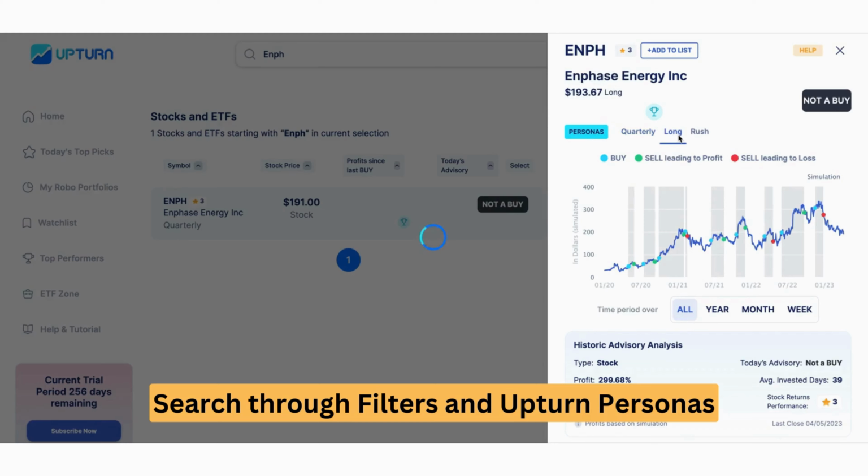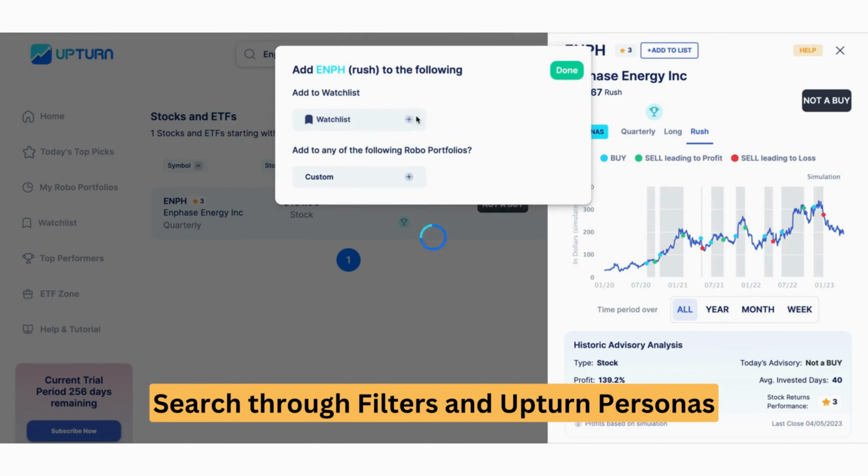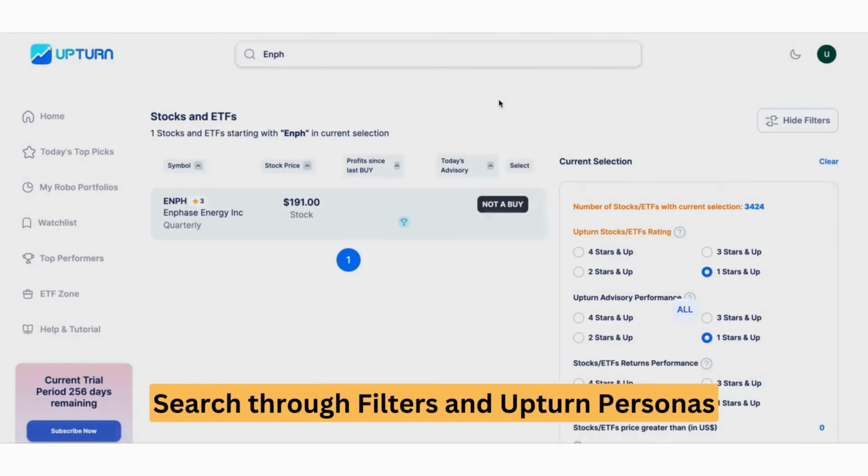Upturn uses the quarterly persona as default. Users can click on the stock and choose a different persona by clicking on the persona choices. This will enable them to get an Upturn advisory for a different persona.